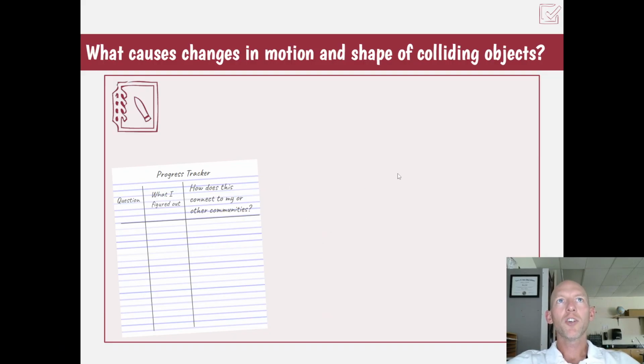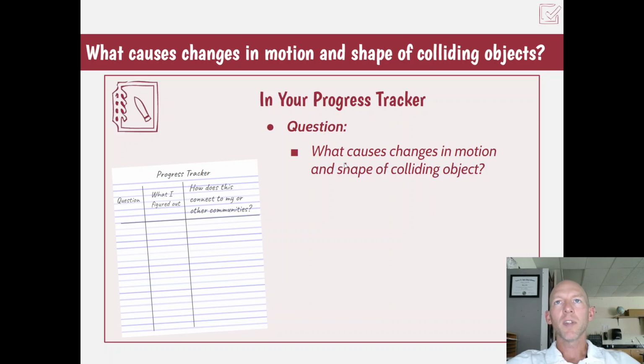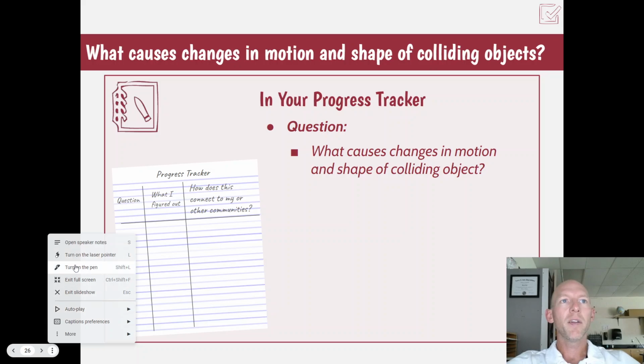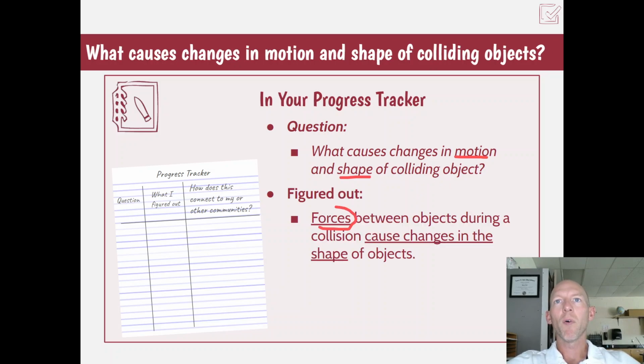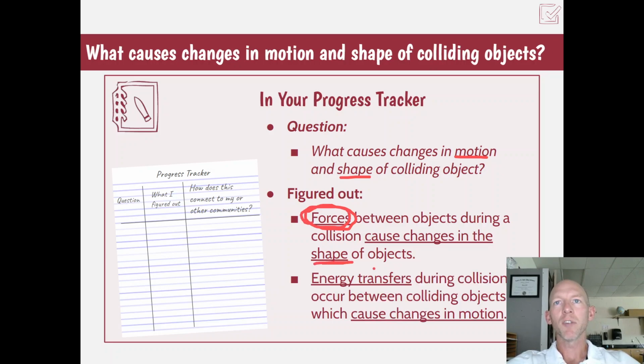So, to our progress tracker, our question was, in lesson 2, what causes changes in both the motion and the shape of objects when they collide? And we decided that forces cause the change in shape when objects collide, and energy transfers cause a change in motion when objects collide.